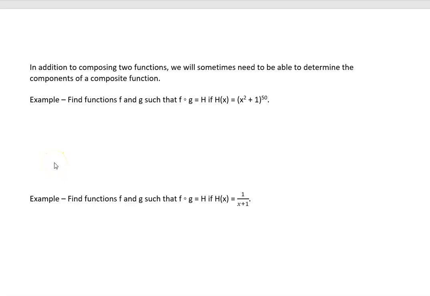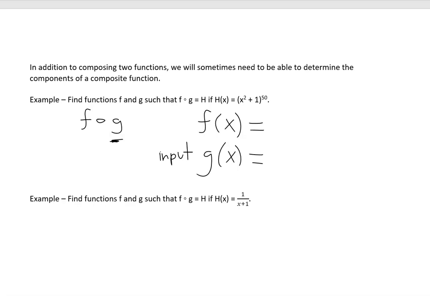Find functions f and g such that f composed with g is equal to h if h of x is equal to (x squared plus 1) to the 50th power. So we're looking for functions f and g such that f composed with g equals (x squared plus 1) to the 50th power. In this case, what is our input function, f of x or g of x? Well, let's go back to f composed with g. The one listed second is always the input, so this is our input function.